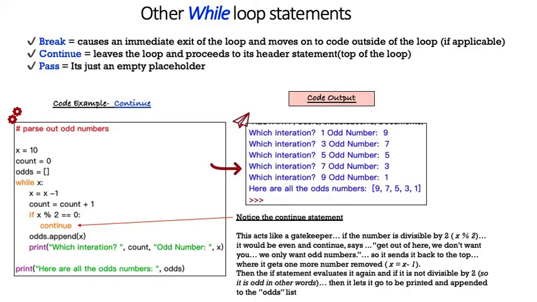When we're all done, it's going to go to that print statement at the bottom, outside of the loop, and it'll print, here are all the odd numbers, right? Meaning the numbers from the list odds, and print odds.